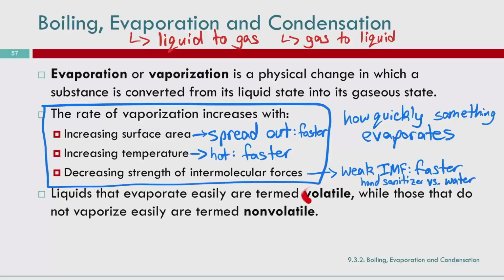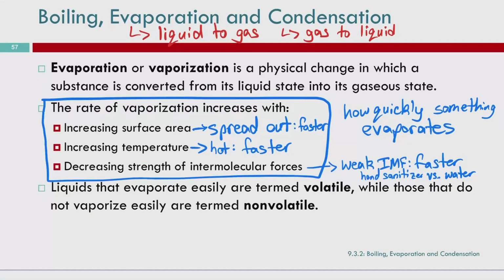Liquids that evaporate easily are termed volatile. Things that do not vaporize easily are termed non-volatile. In my head, this is all with the reference point of water. If it evaporates more easily than water, then it would be volatile. If it's less or about the same as water, then it would be non-volatile. I don't know that there's a universal international standard, but it could be water. We can just say that it is.